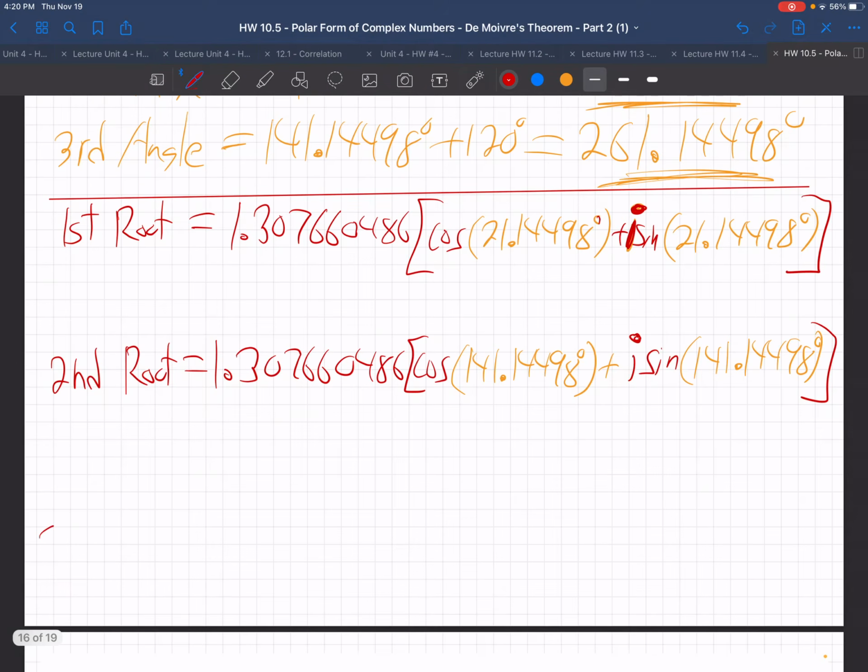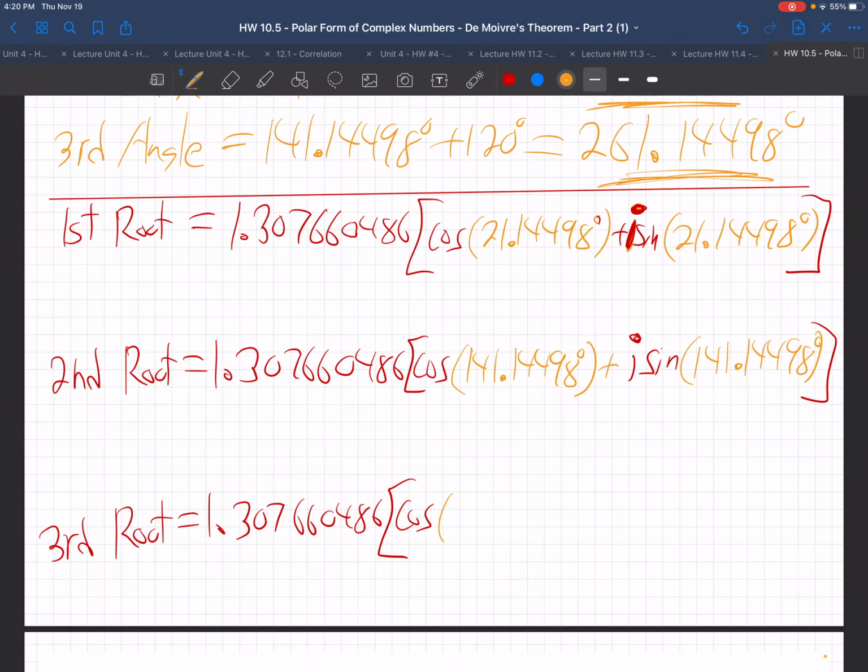And then the third root, 1.307660486, bracket, cosine of that third angle, 261.14498 degrees, plus I sine of that same third angle, 261.14498 degrees. There's our three roots.